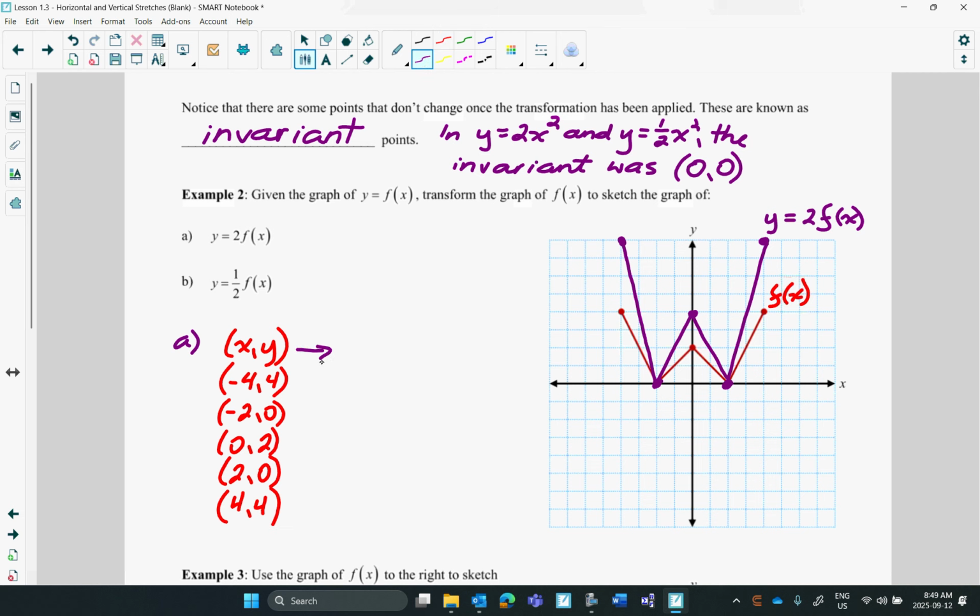What's the formula for every new coordinate? Well, the x value doesn't change in a vertical stretch, but the y gets multiplied by whatever this number is. So the formula for every new point is going to be (x, 2y), and then you just convert each point. So you get (-4, 8), (-2, 0) still stays there, (0, 4), (2, 0), that one stays, (4, 8), and then plot all those points and connect them. You'll see you get the same graph.